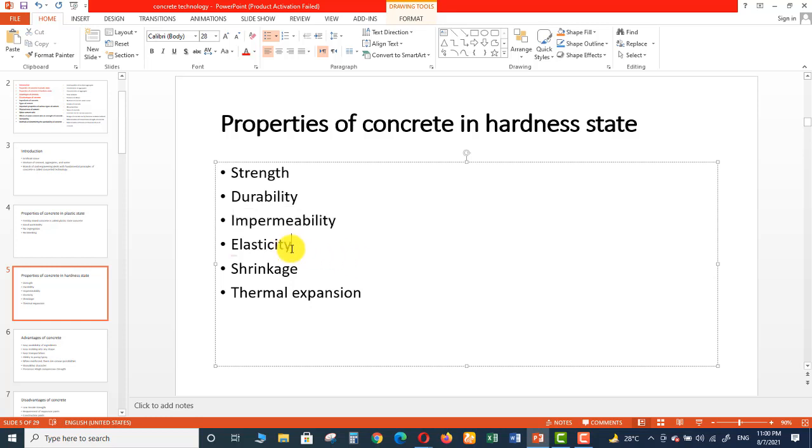Next property is elasticity of a concrete in its hardened state. All these are properties of concrete when it is in its hardened state, right? So next property is elasticity.